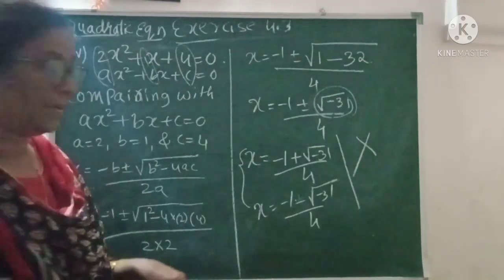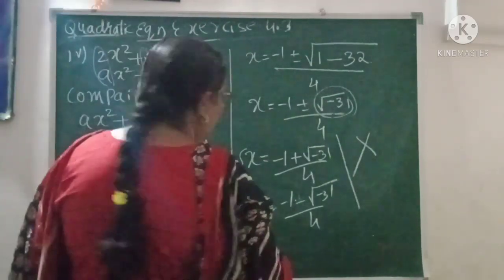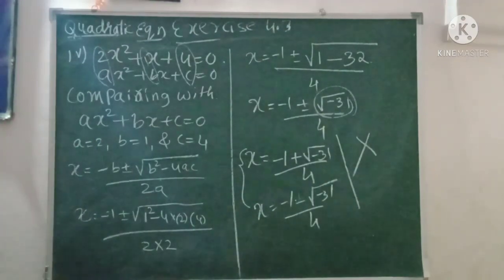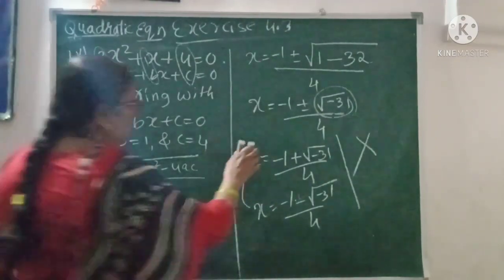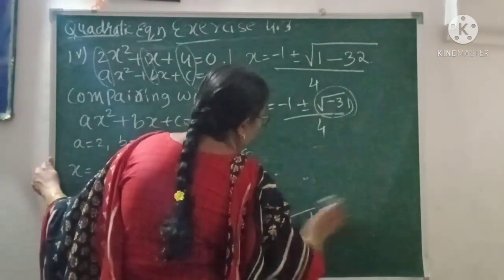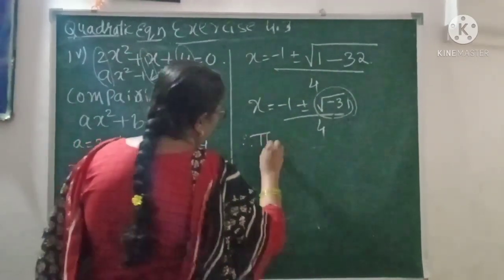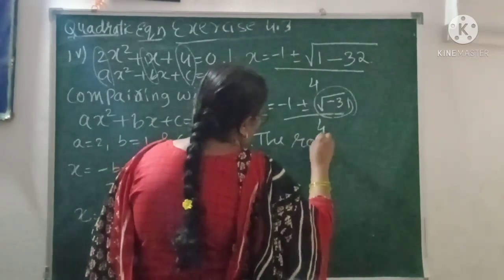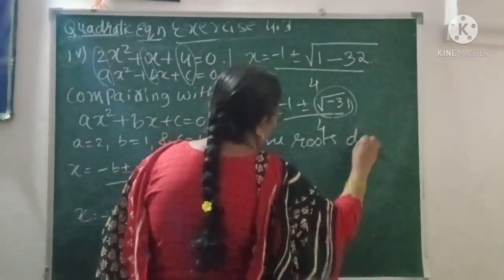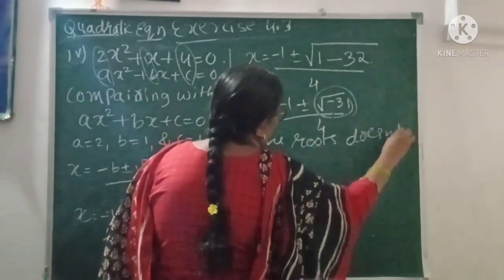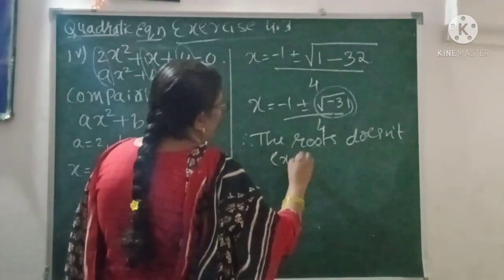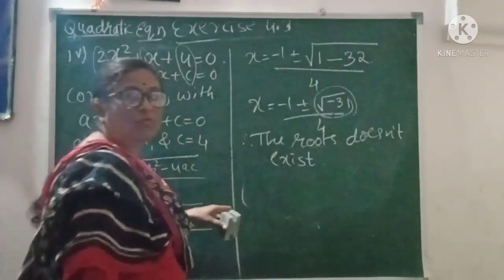Okay. So now what you are going to say here is that you are going to conclude this question in this way. Okay, when you got this, therefore the roots do not exist. This ends the problem and you will get the full marks.